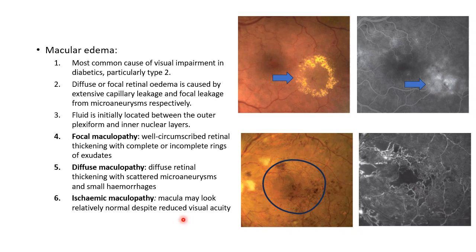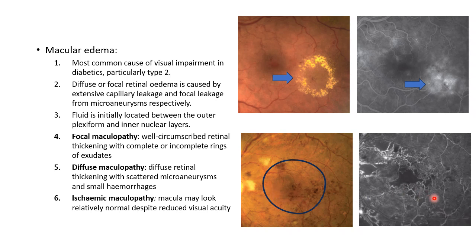Now, sometimes in ischemic maculopathy, the macula may look absolutely normal despite reduced visual acuity, and you would wonder why. Because you do not see any hemorrhages or vascular changes or any hard exudates anywhere. Unlike this picture, very much unlike this picture. This picture, obviously, you can see a lot of changes, even though you don't see any edema or hard exudate in the area lying within the circle.